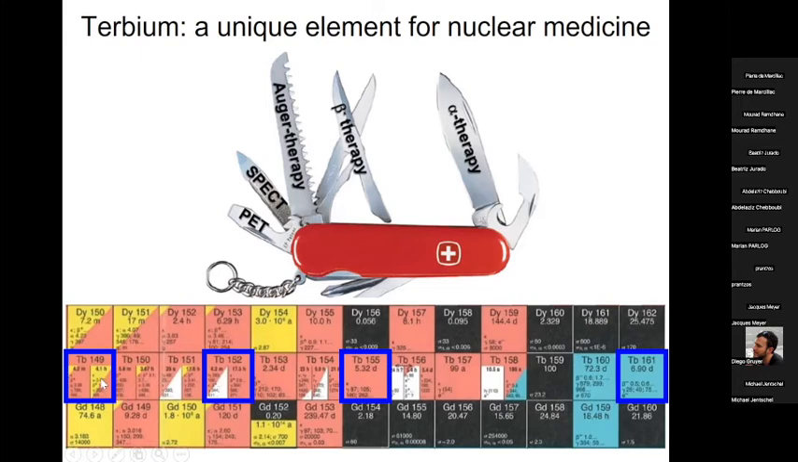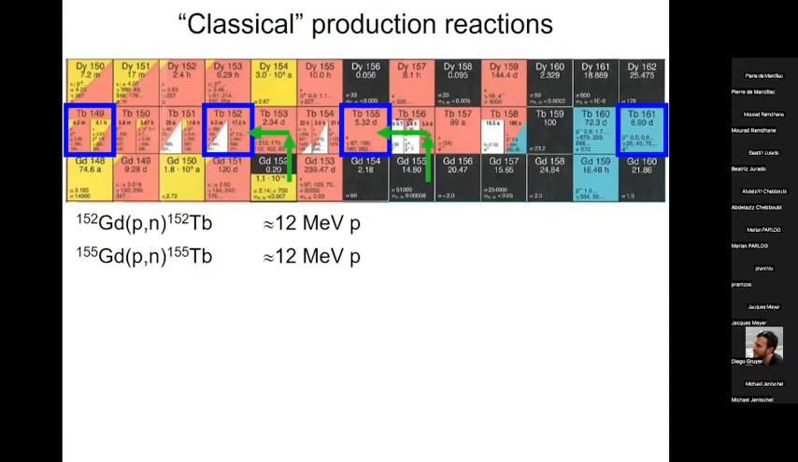Now, how would you produce those neutron-deficient ones? Classically, one uses cyclotrons, one uses like 12 MeV protons, you make a (p,n) reaction. So the only thing you need is a lot of enriched target material. And that is probably possible here. But here it's getting very challenging because it has, again, such a low natural abundance.